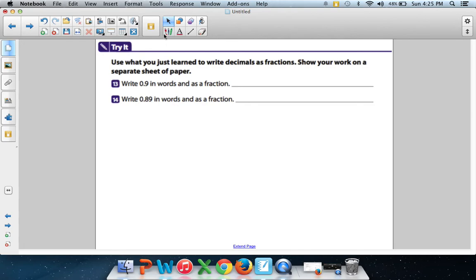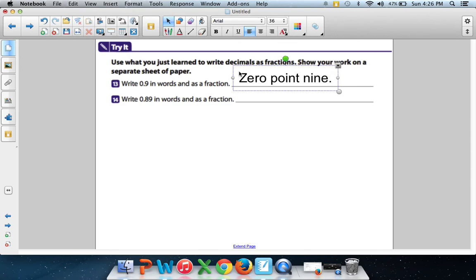Almost done, kids. Write 0.9 in words and as a fraction. In words and as a fraction. Okay? Let's do words first, since that's a little bit harder. 0. First write the 0 that you see. Then write point. Or maybe they want 9. I don't know. Let's write like that. 0.9. There you go.